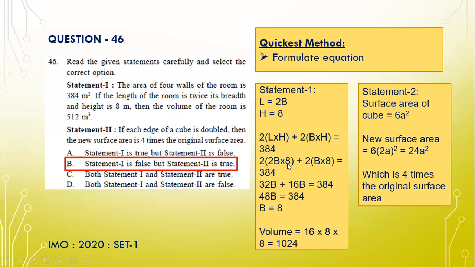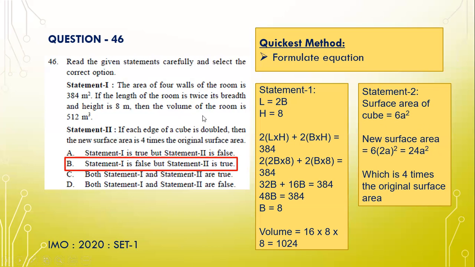L is 2B into H plus 2 into B into H. What is H? Height is 8, isn't it? So 2 into 2 is 4, 8 for the 32B plus 8 to the 16B is 384. So 48B is 32 plus 16 is 48B is 384. So B is 8, isn't it? Breadth is 8 and length will be 2 times breadth. So 16. So volume is 16 into 8, which is 1024 and not 512. So statement 1 is false.